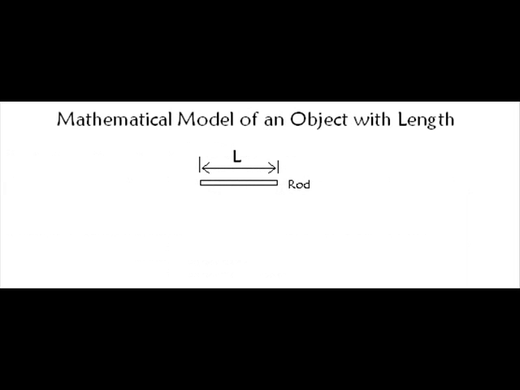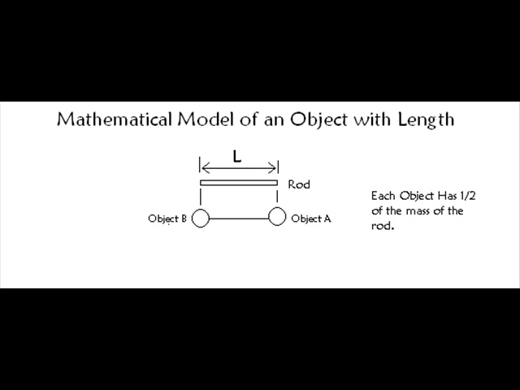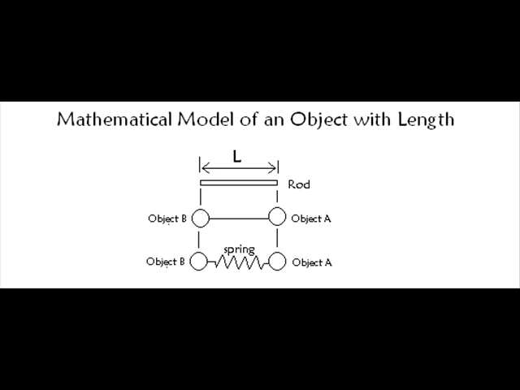To see the mathematics of length contraction during acceleration, we will first need to make a model of an object with length. For example, a rod of length L. This rod will be modeled as two point mass objects located a distance L apart at the endpoints of the rod. Each point mass has 1/2 of the mass of the rod. These 2 point masses are indicated by the circles in the figure. We will call them Object A and Object B.